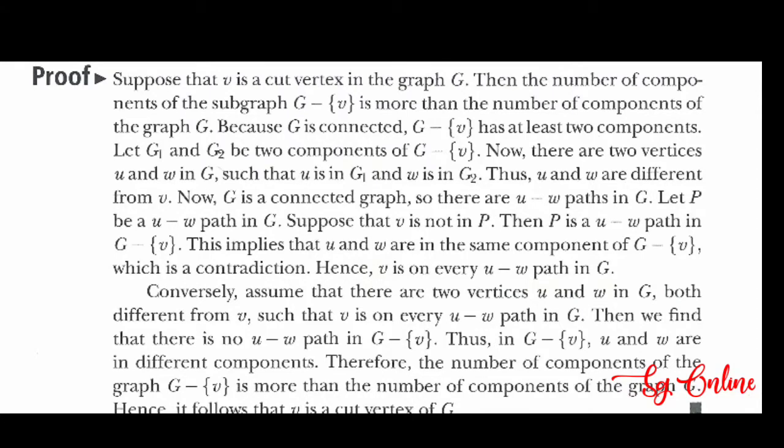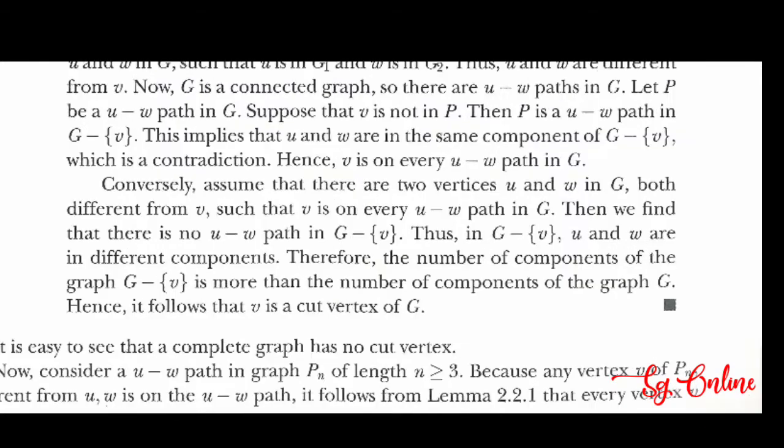Otherwise you could have another path avoiding V from G1 to G2, that is from U to W, from the component G1 to G2, and the deleted graph would be connected. But the deleted graph is disconnected into two components G1 and G2, and so every UW path must pass through V, and so we get the direct part. Now the converse part is very easy.